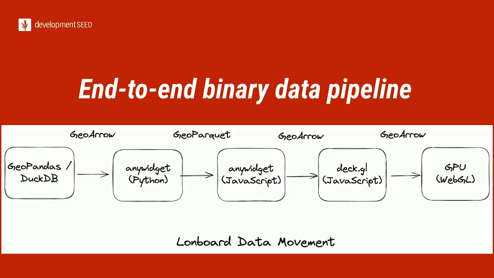And then this uses the AnyWidget library that is just like a wrapper around making Jupyter widgets, these interactive elements in Jupyter notebooks. And that serializes to GeoParquet for sending over the network into the browser. And then we use GeoArrow the rest of the way into the GPU. And so because of this, this is really fast because we never go into a text serialization.